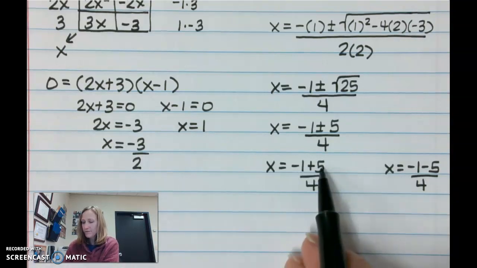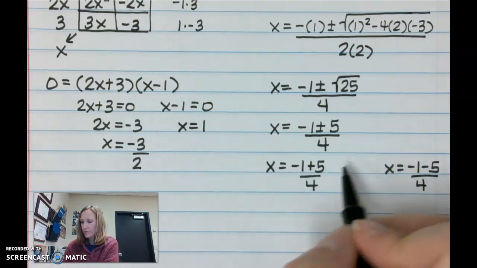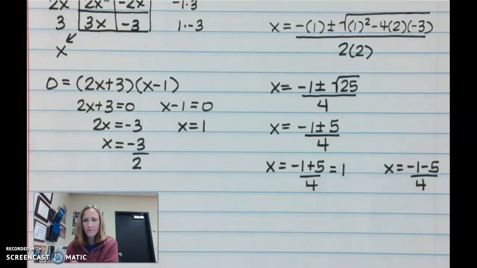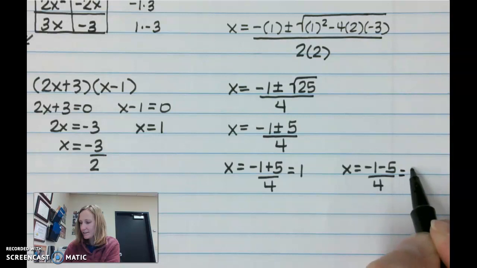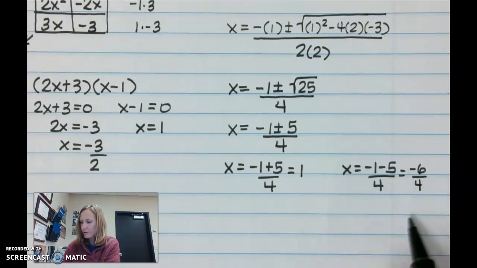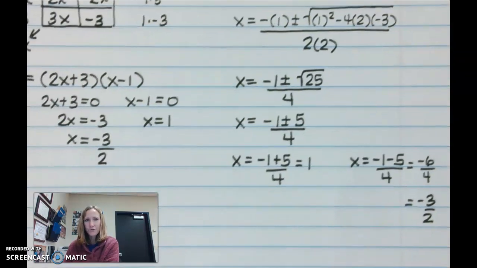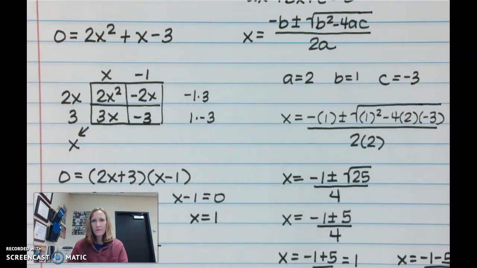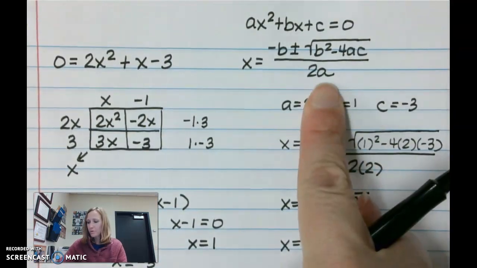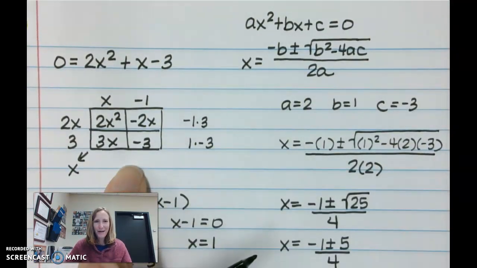So negative 1 plus 5 would be 4. 4 over 4 would just be 1. Negative 1 minus 5 would be negative 6. Negative 6 over 4 could be simplified to negative 3/2. So two different methods to solve, using either the quadratic formula or solving it by factoring.